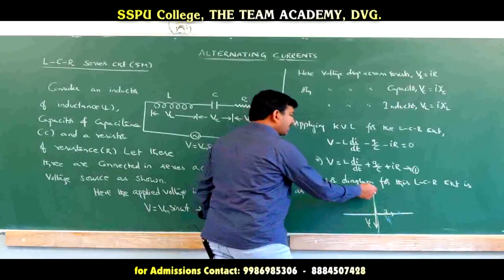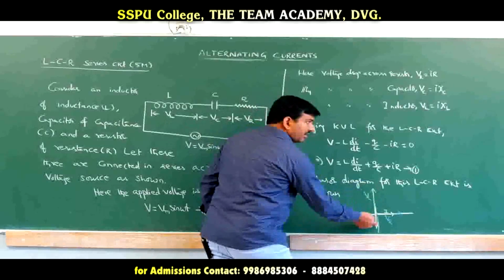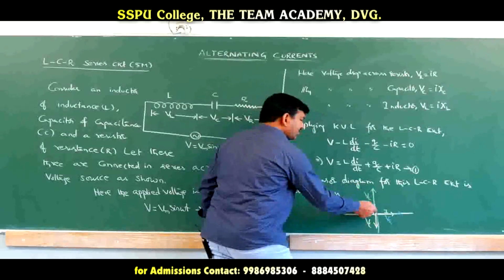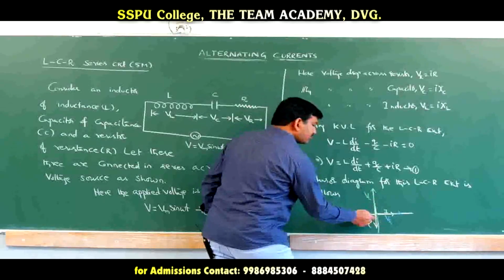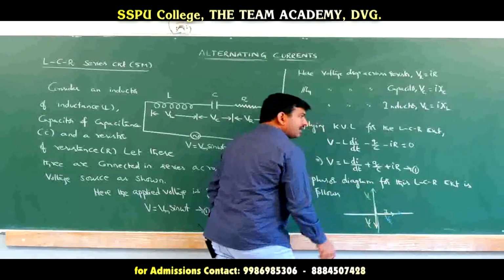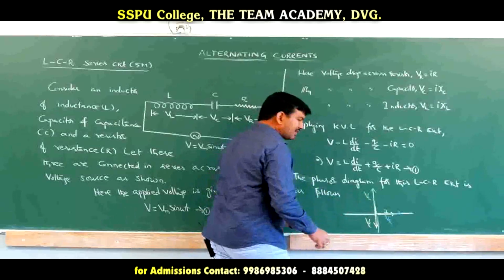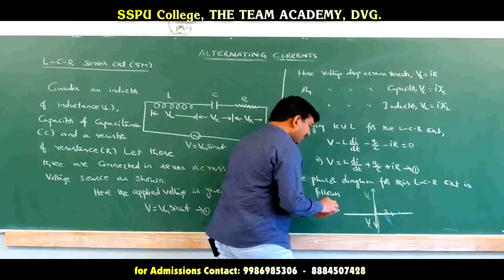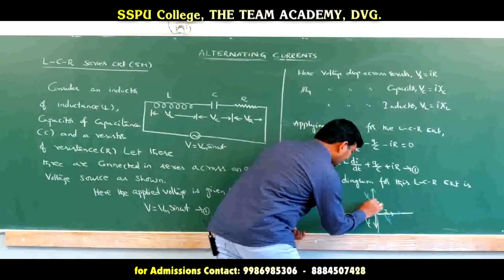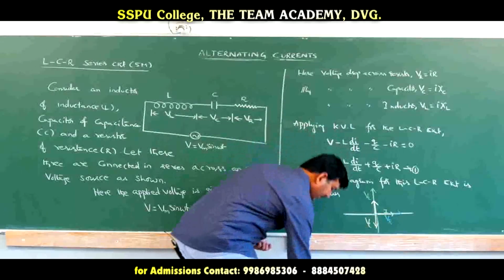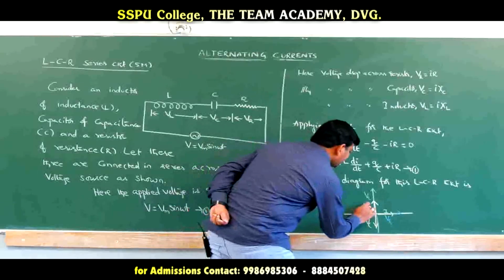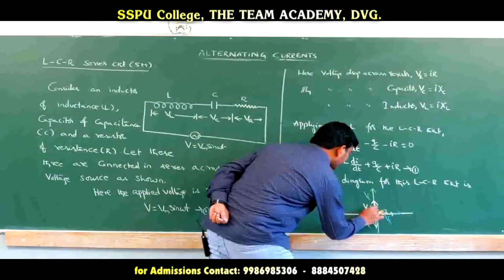Now this is one vector, and this is another vector. This vector has more magnitude compared with this one. What is the resultant of these two? This is upward and this is downward, so the resultant is VL minus VC. Let me represent it like this. This is VL minus VC.